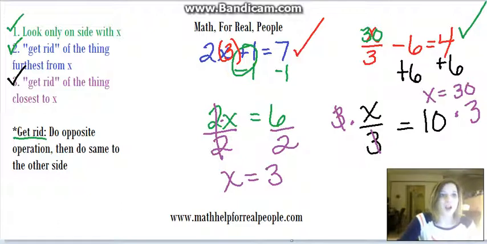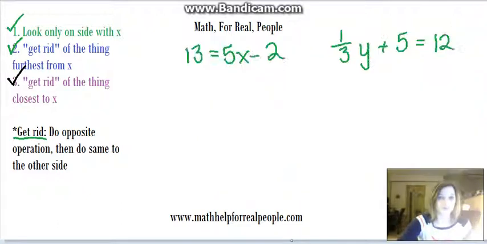Alright, I'm going to give you 2 more practice problems. Okay, so here are 2 more problems. I want you to hit pause, try these, see if you can do them, even if it's only in your head. So go ahead and do that. And come back.